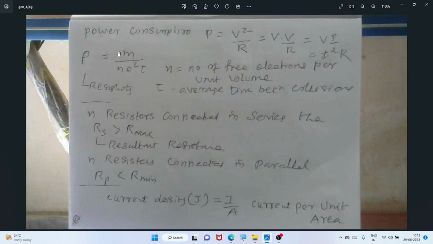Resistivity formula: n is the number of free electrons per unit volume, and tau is the average time between the collisions.